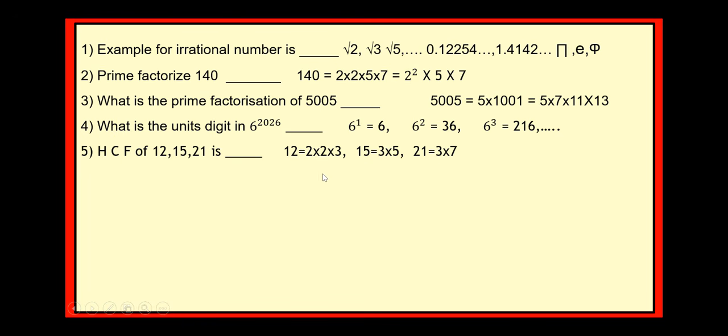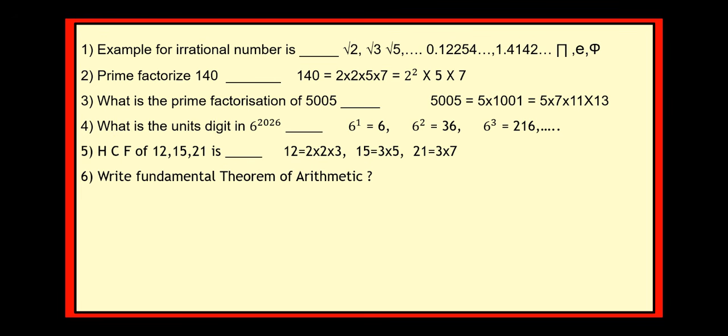Okay, HCF means the product of the smallest powers of each common factor in all the numbers. What is the common factor among all these numbers? You can find only 3 is a common factor. Therefore, HCF is 3. Next, question number 6. Write the fundamental theorem of arithmetic. This definition is most important for a 1 mark question.